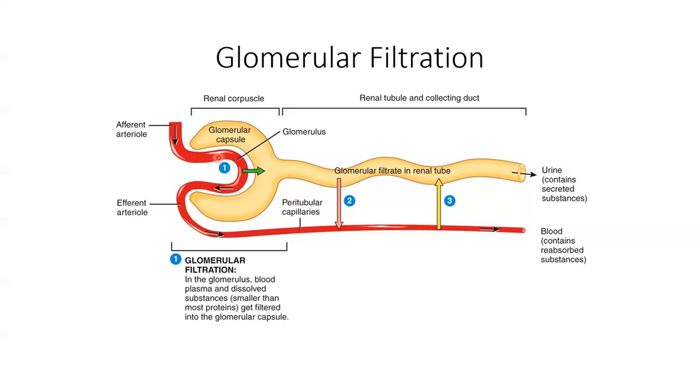The blood is filtered through that filtration membrane. What remains in the bloodstream, so mainly just our blood cells, our platelets, and our large proteins, then exit the glomerulus through our efferent arteriole. What's passed through that filtration membrane ends up in the Bowman's capsule. This is now called filtrate, and this filtrate then moves through into our proximal convoluted tubule.